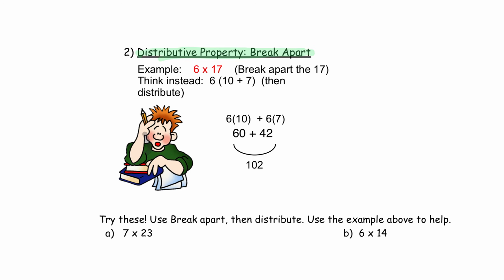So here is our first example, and it says 6 times 17, break apart the 17. Think instead, now look, the 17, we're going to break it apart as 10 plus 7. We're going to put whatever the second number is inside the parentheses. So we're going to break it up by the 10s and then the 1s. So this is 10 plus 7. And we still keep that 6 on the outside, which still means multiply. Then we're going to distribute it.